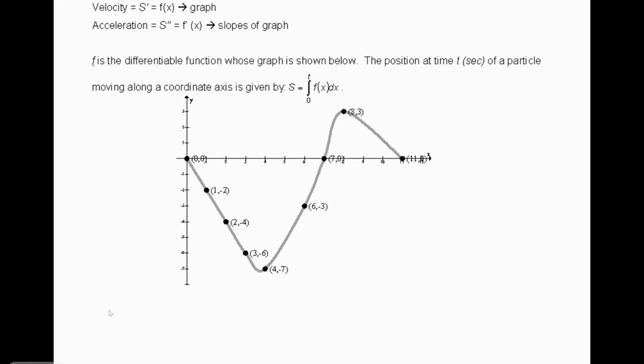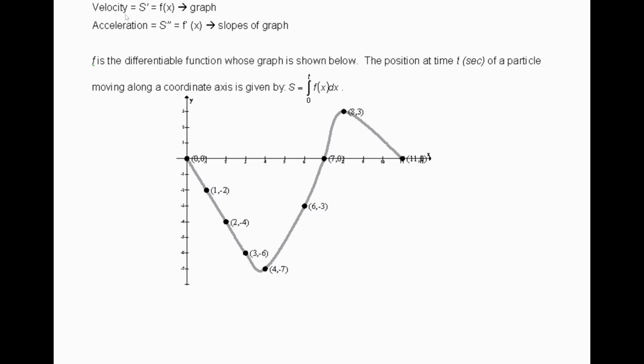So what we've got in here is a graph, and I'm telling you that this is the graph of f. Now, as is usual, when we talk about position, we often use the letter S. And we're going to say that our velocity is going to be represented by f of x, otherwise known as the graph in this situation.